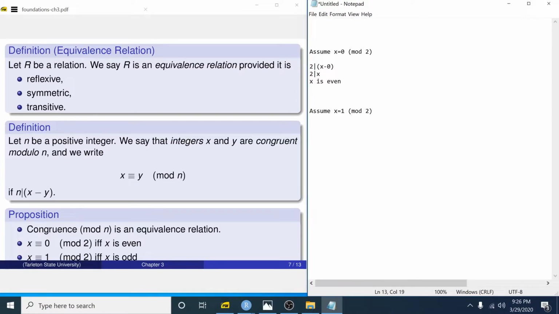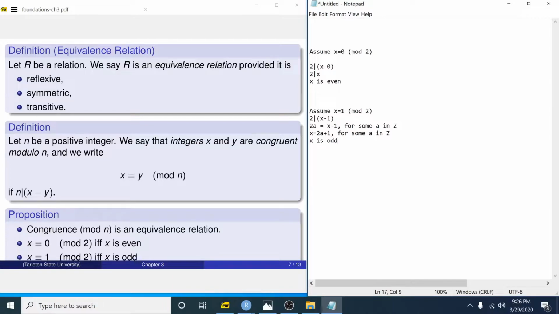Okay, well then that means that 2 divides x minus 1. That means that 2 times a is equal to x minus 1 for some a in Z. And that actually means that x is equal to 2a plus 1 for some a in Z. And of course, that is exactly our definition of odd, so x is odd.